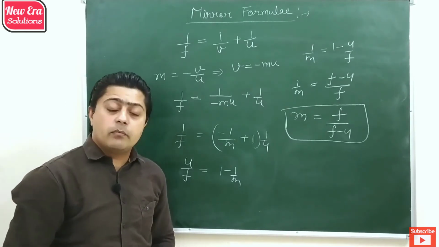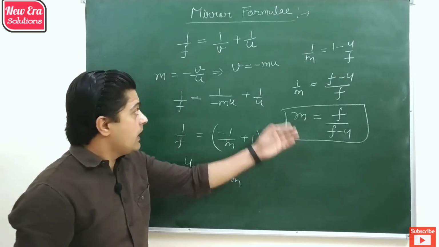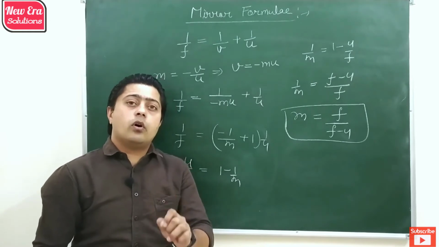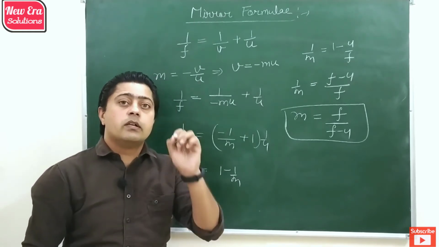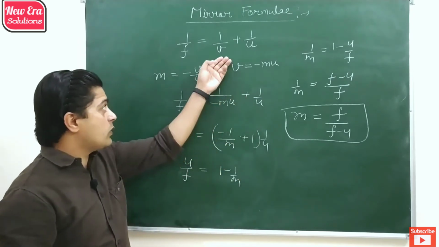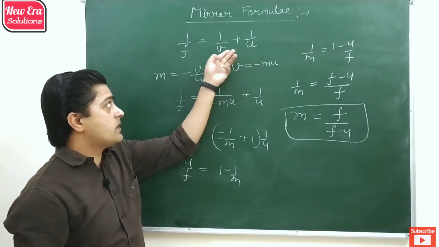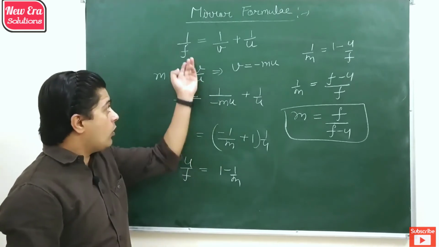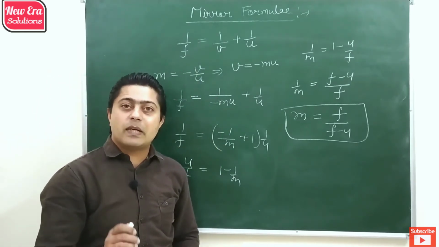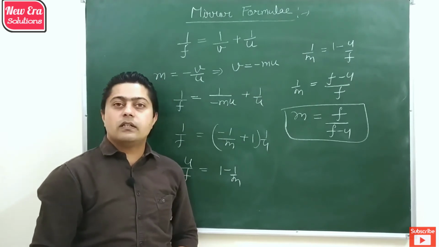Now always remember, whenever you are using any of these formula, put the value of respective term with their respective sign. So whenever you are putting the value of distance of object and distance of image, or the focal length or the magnification, use their respective sign which we discussed already.